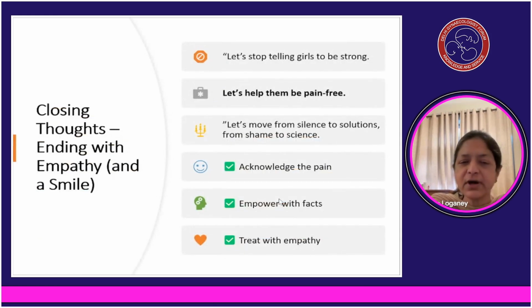So closing thoughts are, let's stop telling girls to be strong. Let's help them to be pain-free. Let's move from silence to solutions, from shame to science. Acknowledge the pain, empower with fact, and treat with empathy.